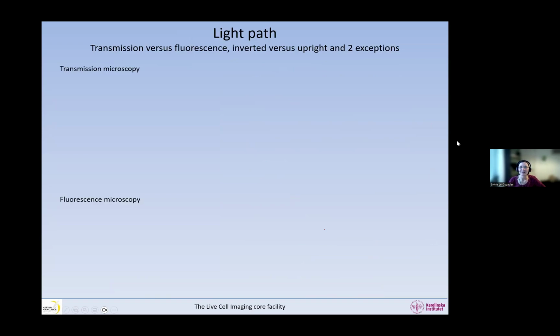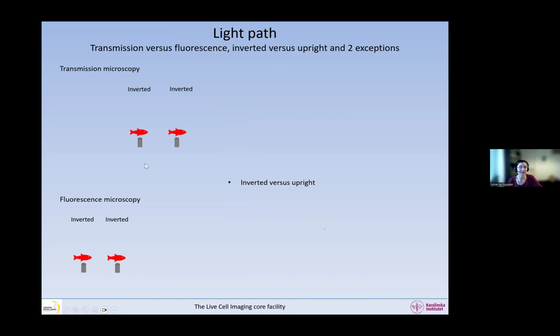Right, so now if we summarize a little bit, we have the transmission versus fluorescence, and we have spoken also about inverted versus upright, and there are 2 exceptions. So let's have a look at the light path. This is a summary of all the light paths possible. Here we have transmitted light, and here we have fluorescence. And the microscope can be upright or inverted, right?